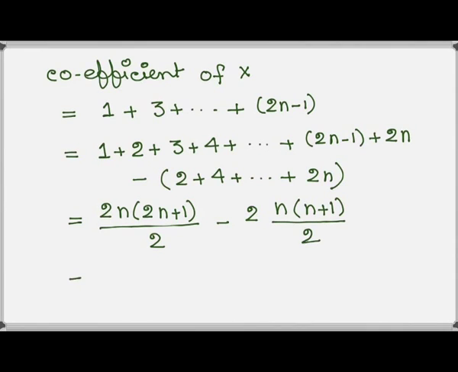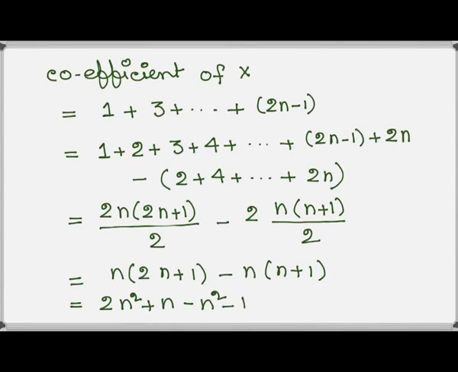So finally we are getting here n into 2n plus 1 minus n into n plus 1. So this is 2n square plus n minus n square minus n. So we are getting this is n square. So the coefficient of x in this quadratic equation is n square.